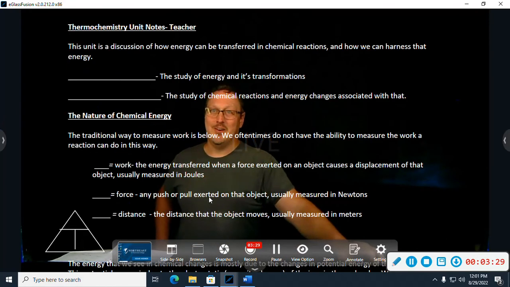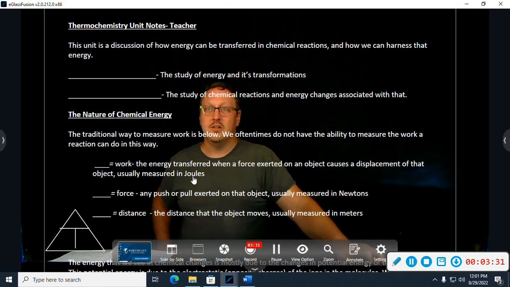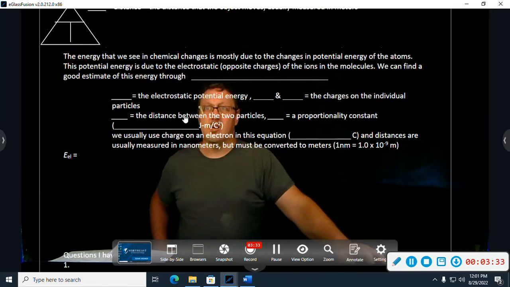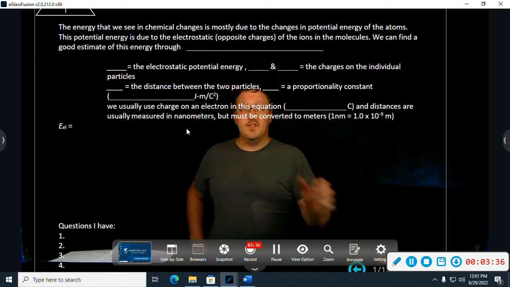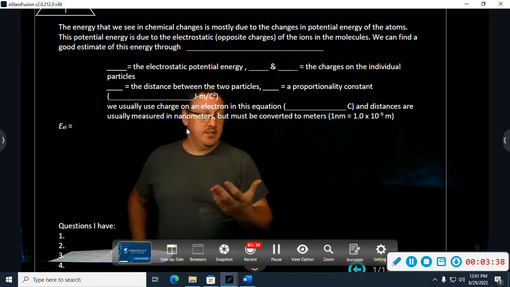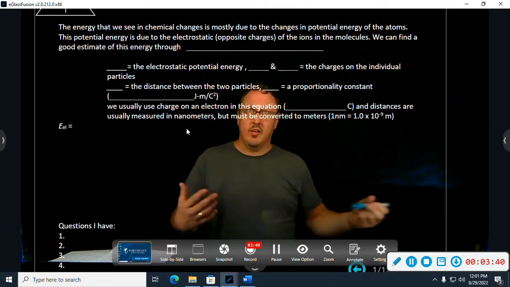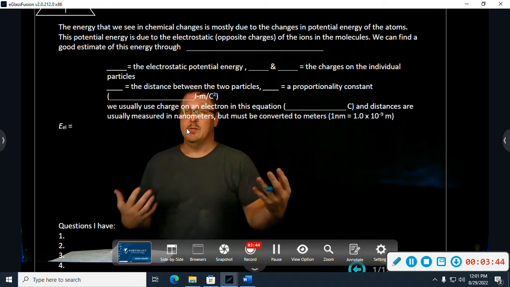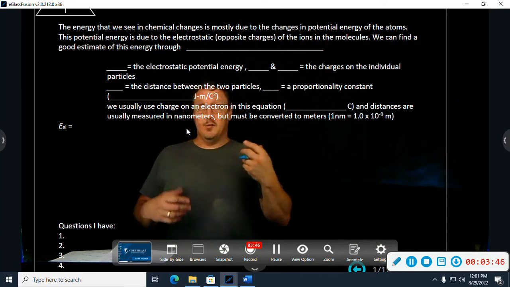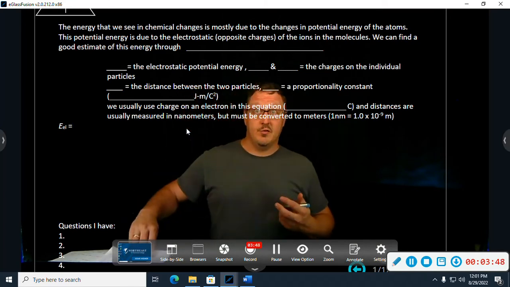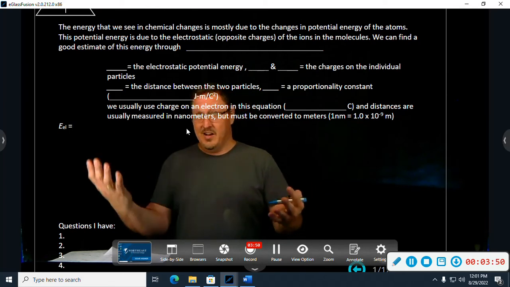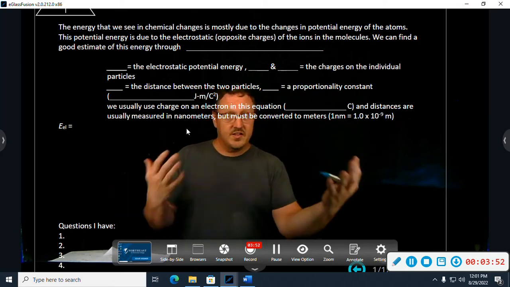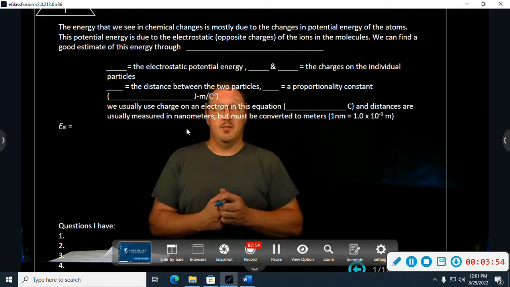There it goes. Okay. All right, so we're going to slide this up a little bit. Now, the energy that we see in chemistry classes, basically in chemical changes, is due mostly to the potential energy that the atoms have and the relationship that those two atoms have with one another. So the potential energy is due to the electrostatic, the opposite charges, the positive and the minus charges that those pieces have, of the ions in the molecule.